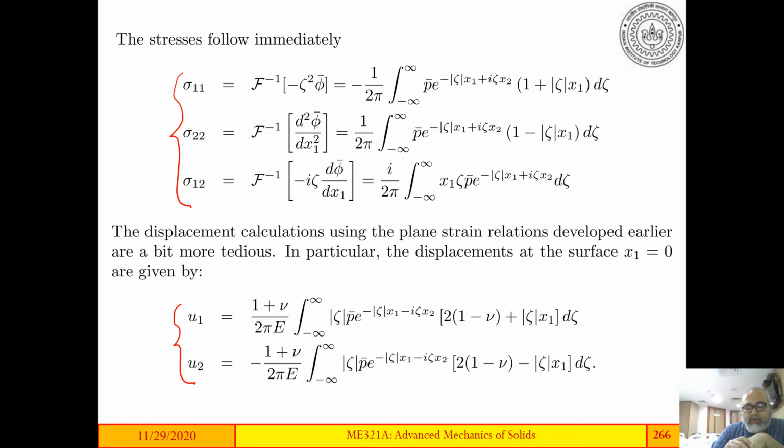We will see an example of how to apply Green's function on a rather advanced problem, but a very important problem called the Eshelby problem of an inclusion, that we will do in the next class.